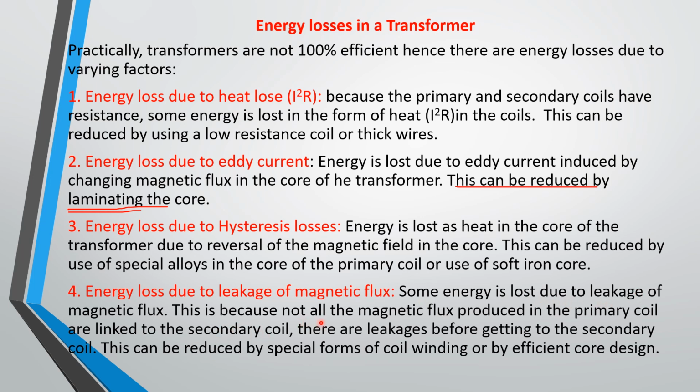This is because not all the magnetic flux produced in the primary coil is linked to the secondary coil. There are leakages before getting to the secondary coil, and this can be reduced by special forms of coil winding or by efficient coil design. So this is how you can reduce all these factors that can lead to energy loss in the transformer.